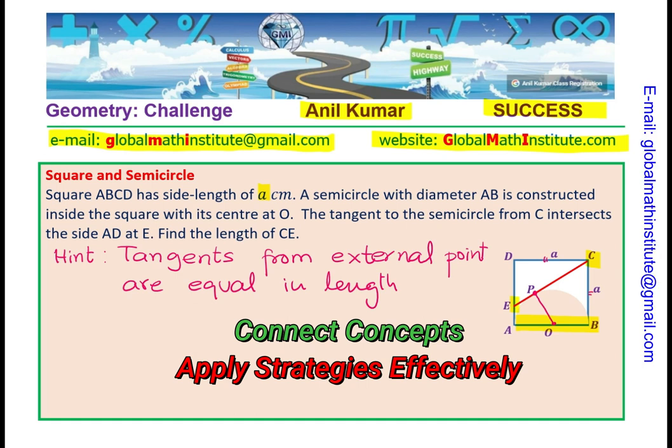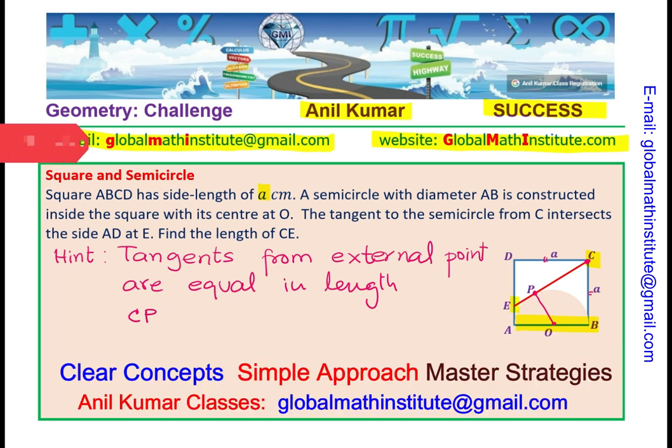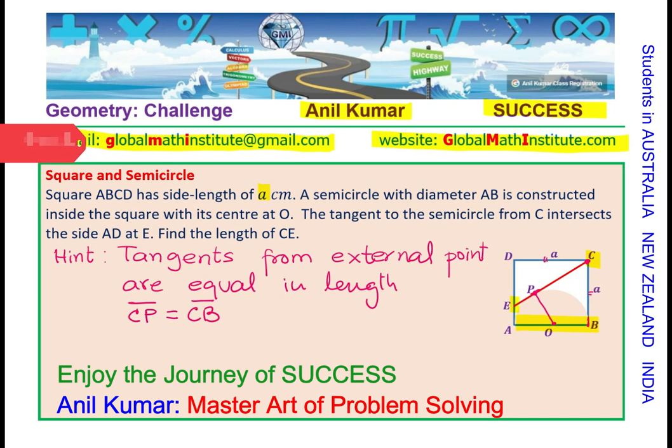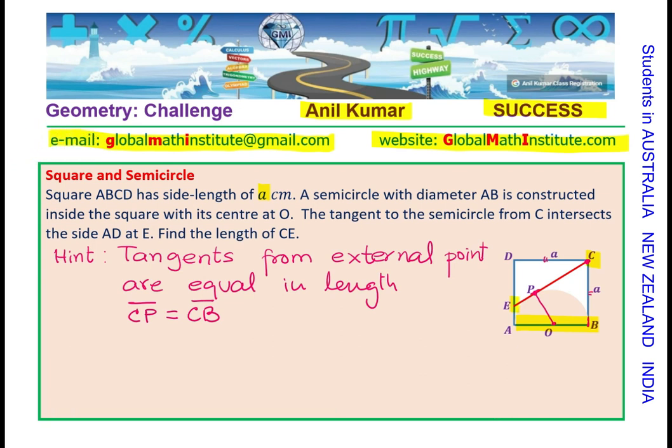It really means that from C you can have two tangents to this semicircle. Can you identify those tangents? We see that CP is one tangent segment and CB is the other tangent segment. So these two segments should be equal. You understand? Because they are tangent, this is tangent at this point, that is tangent at P. Now, if they are equal, and we know that CB is a, so we can write CP equal to a. Makes sense?